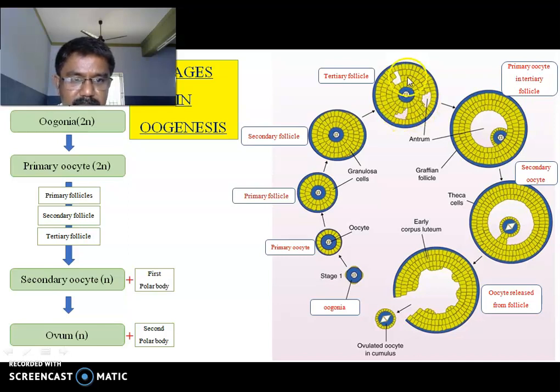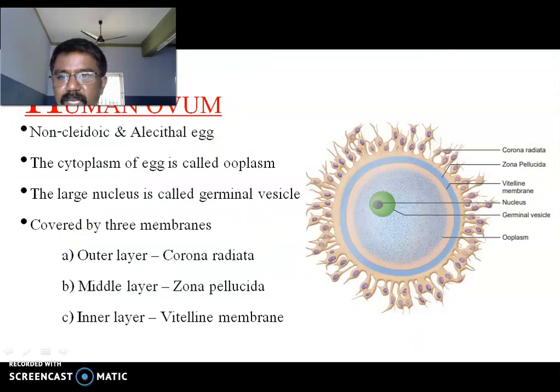In the tertiary follicles, there are small yellowish-white openings; this region is called the antrum. After that, tertiary follicles convert into Graafian follicles, with the primary oocyte inside the follicle. Then the next stage, secondary oocytes. It is the matured stage of oocytes. The oocyte is released from the follicle. It is the ovulation process. The ovulated oocyte is in the cumulus, right? Next, human ovum.